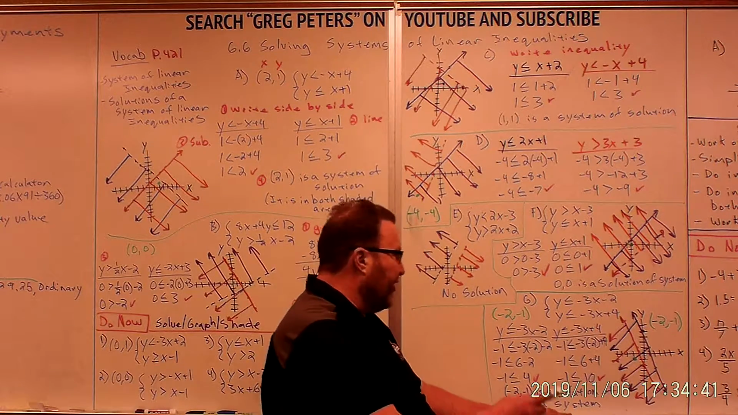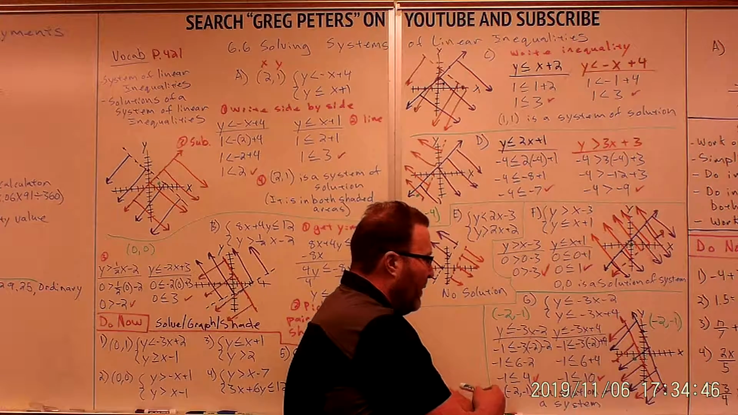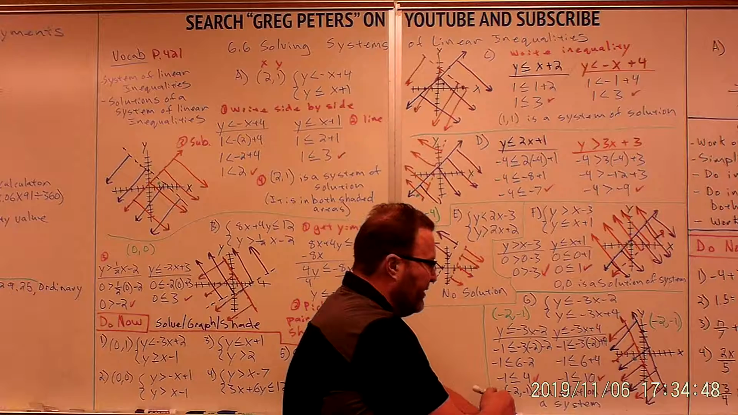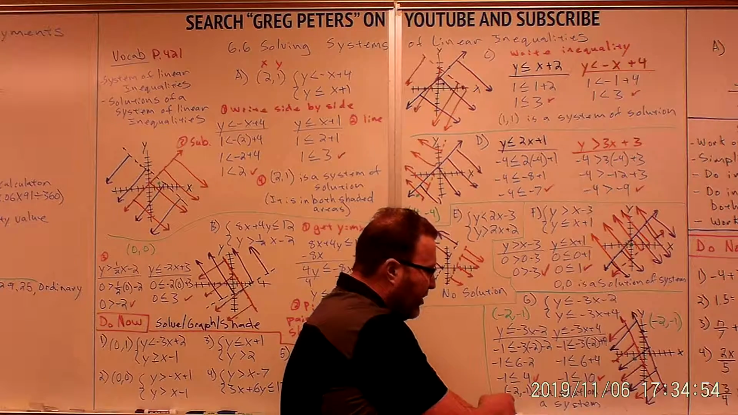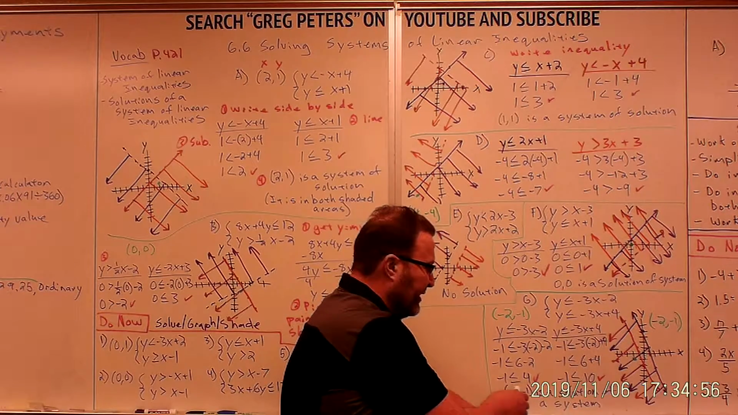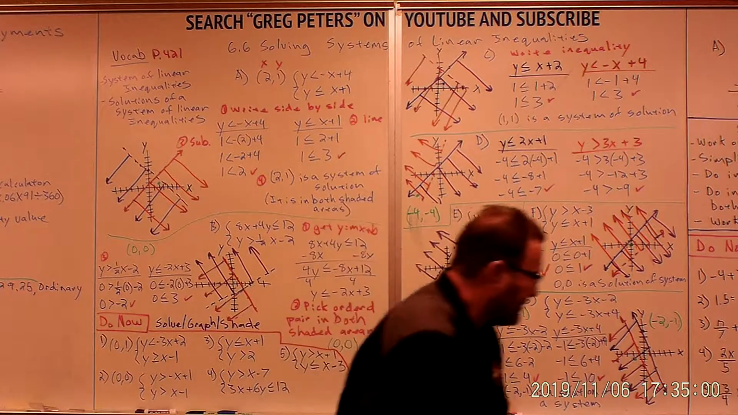Okay, so we know that the solution that we picked, negative 2, negative 1, within these two linear equations, as far as the way those inequalities are and how they're overlapping, negative 2, negative 1 is a solution to the system. Do not forget this step. This is going to be the last step that you have when it comes to the test.